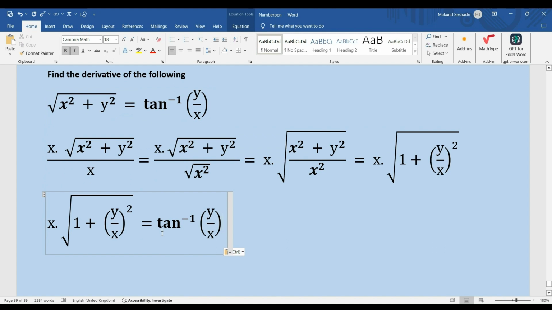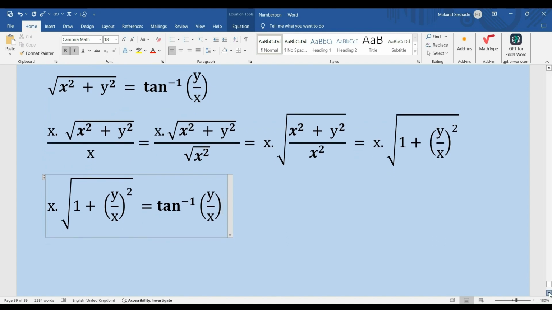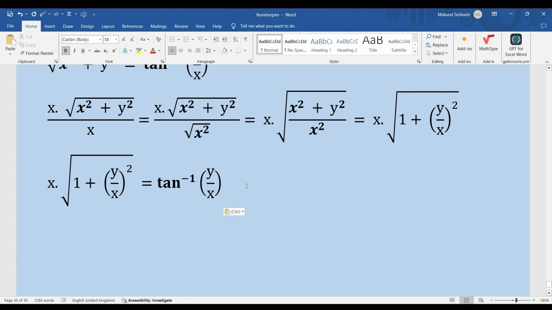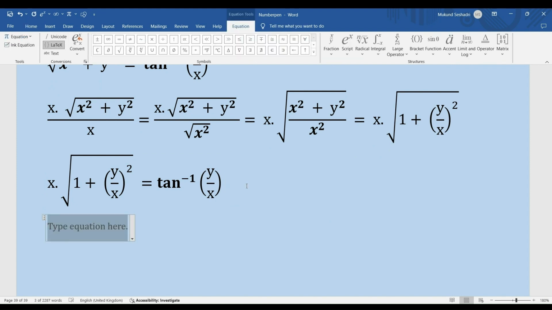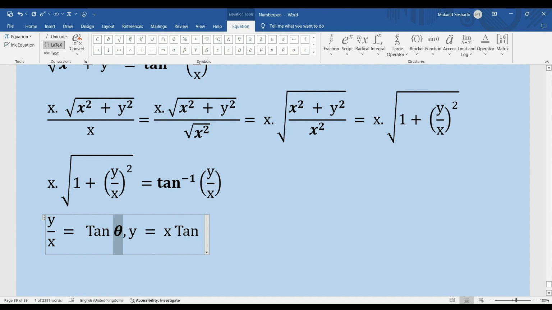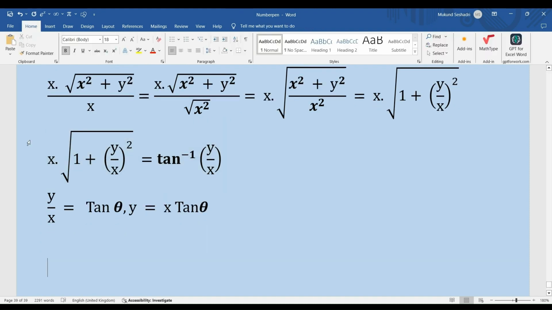Now I'm going to do a substitution that will help me eliminate my y by x, right? And what is that substitution? The best possible substitution would be y by x equals tan theta, right? Y by x equals tan of theta, okay? And then which means my y equals x times tan theta, right? And when I put back y by x in terms of theta, you will understand why I am actually making this substitution, right? So I retain my x as it is.